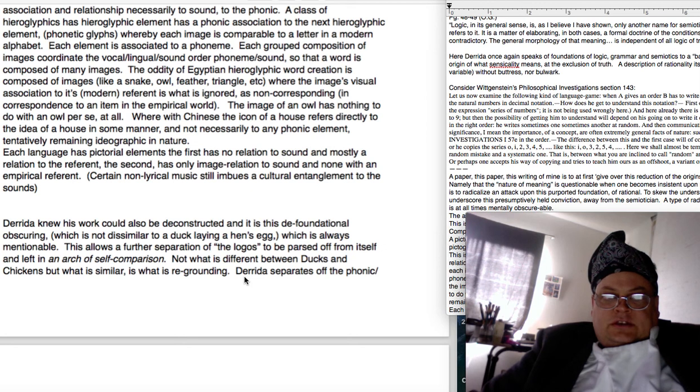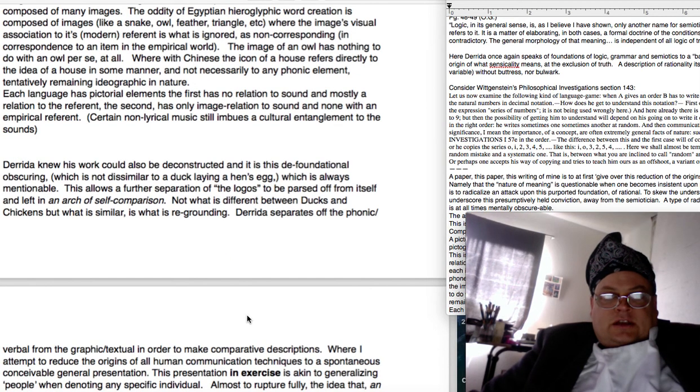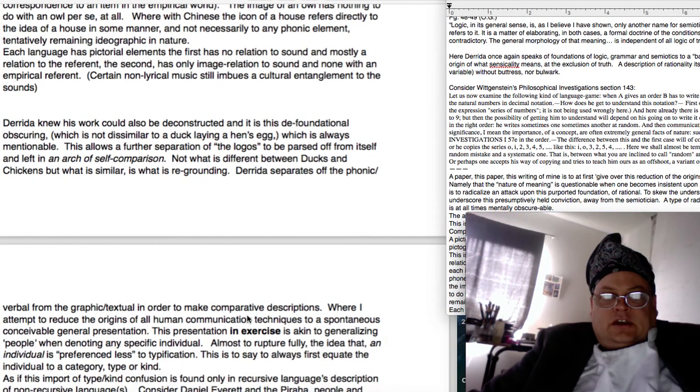Where with Chinese, the icons of a house refer directly to the idea of a house in some manner, and not necessarily to a phonic element, tentatively remaining ideographic in nature. Each language has pictorial elements. The first has no relation to sound and mostly a relation to the referent. The second has only image relation to sound and none with an empirical referent. Certain non-lyrical music still imbues a cultural entanglement to the sounds.